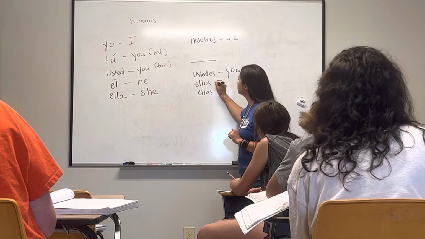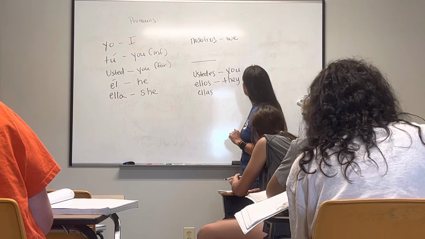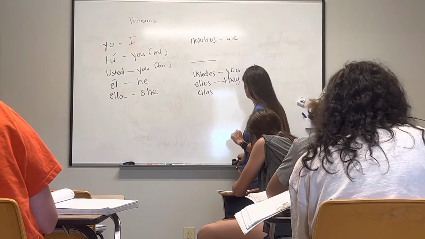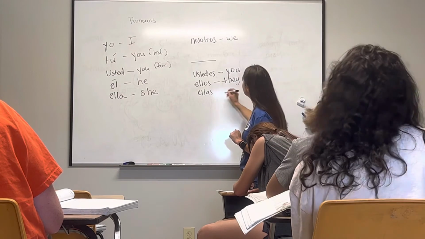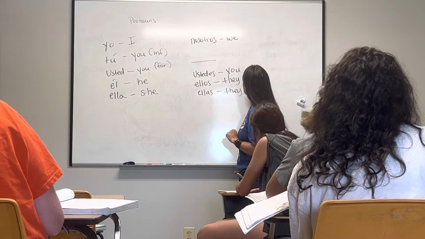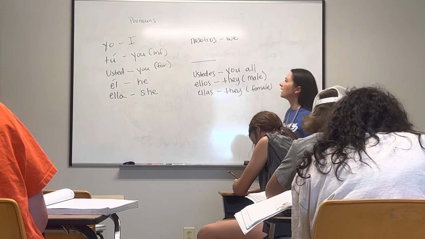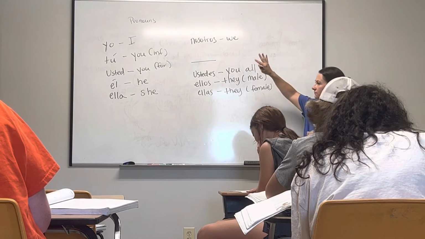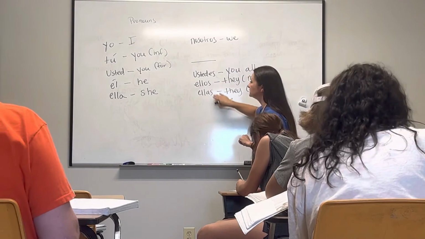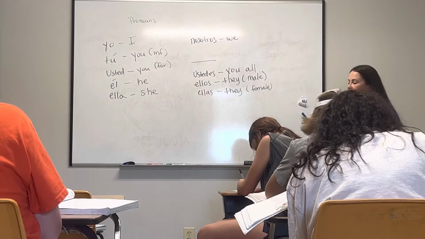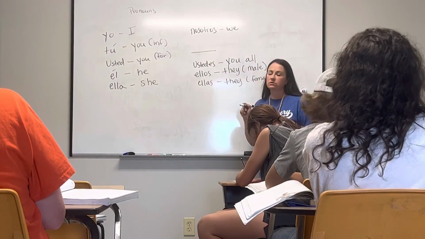All right, ellos is them, they, masculine. Let's just put male instead of masculine right now. Ellos is a group of boys. Ellas is a group of girls. All right. I, you informal, you formal, he, she, we, y'all, and they. We just have two different theys because we have a group of boys and a group of girls. Anytime you have a mixed group, you use ellos, you use the masculine.